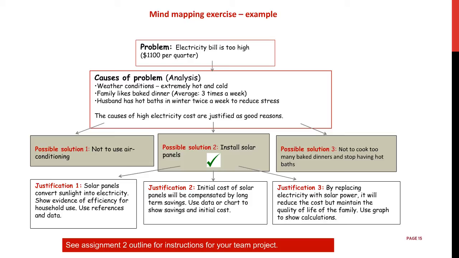For example, justification 1, solar panels convert sunlight into electricity, and then you would show evidence of efficiency for household use and use references and data. Justification 2, the initial cost of solar panels will be compensated by long-term savings. Use data or charts to show savings and the initial cost. Finally, justification 3, by replacing electricity with solar power, it will reduce the cost but maintain the quality of life of the family. Use a graph to show these calculations. See the Assignment 2 outline for instructions for your team project.